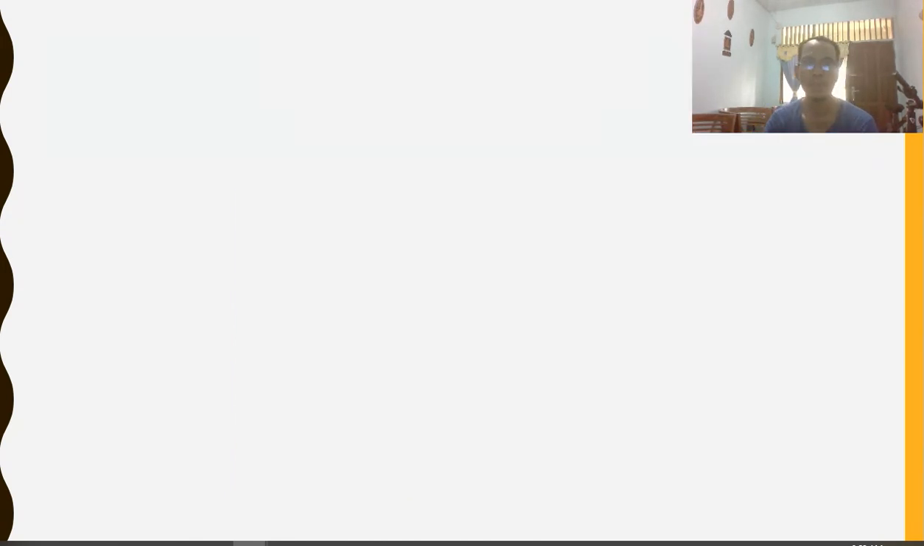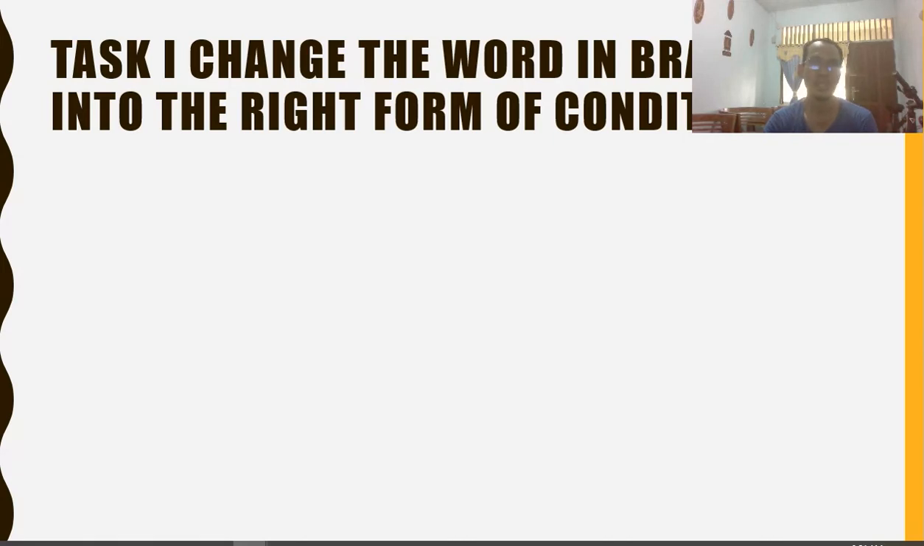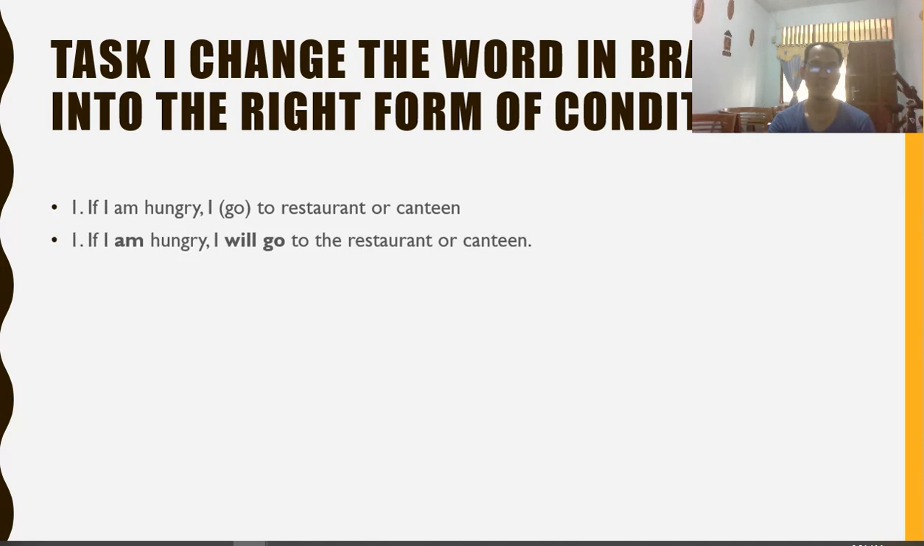Okay guys, remember that I gave you two texts. Text one is change the word in bracket into the right form of conditionals. Okay, let's start from number one. In number one, I give you this sentence. If I am hungry, I go to restaurants or canteens. What is your answer? Okay, if your answer is like this, then your answer is right. If I am hungry, I will go to the restaurants or canteens.